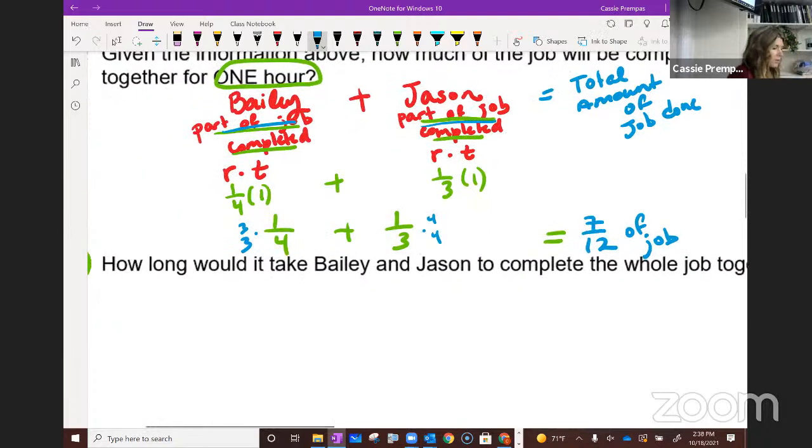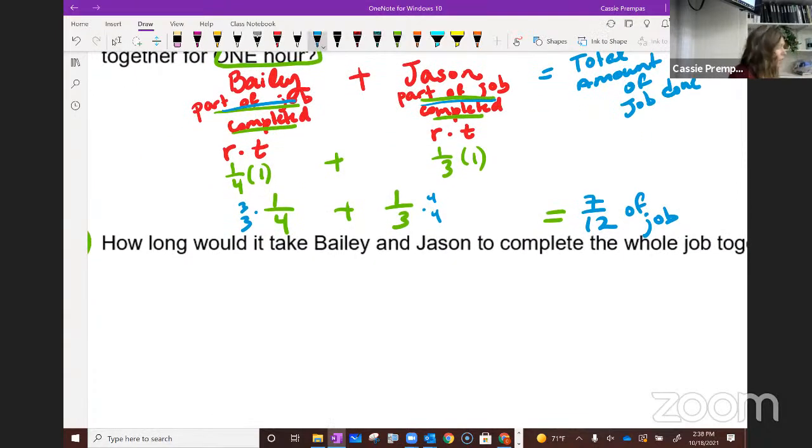Okay, and that works, 7/12 of the job. Did they complete the whole job together? No. Did they complete half of the job together? Yeah, a little bit more than half, right? So do you think that they will need 2 hours to finish the job? A little bit less, right? Because if we do 2 hours, then we'd have 14/12 of the job completed.